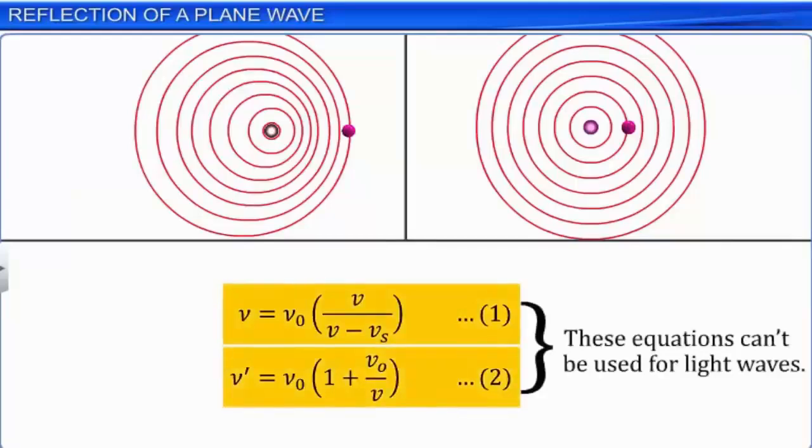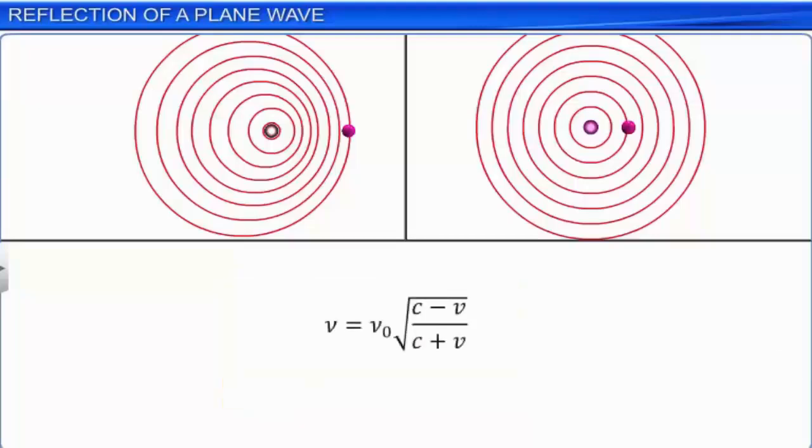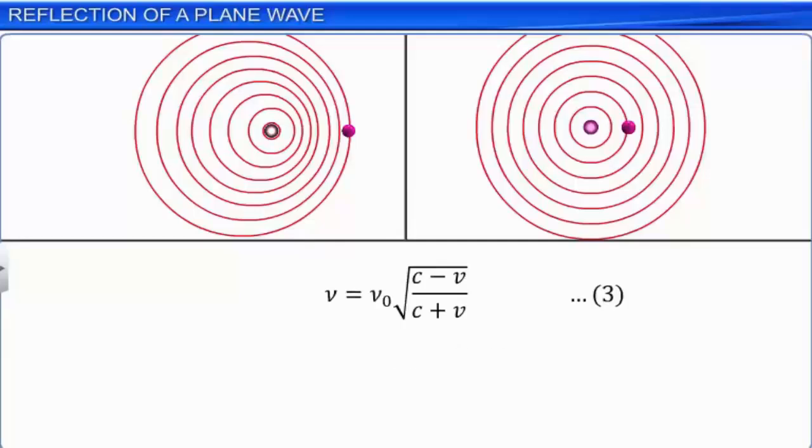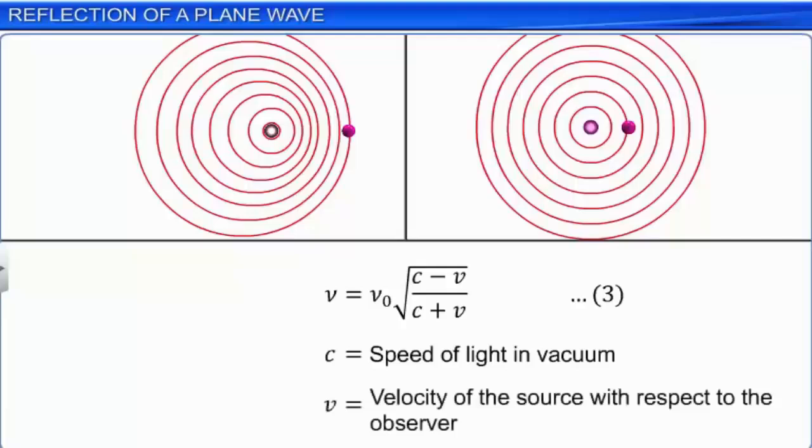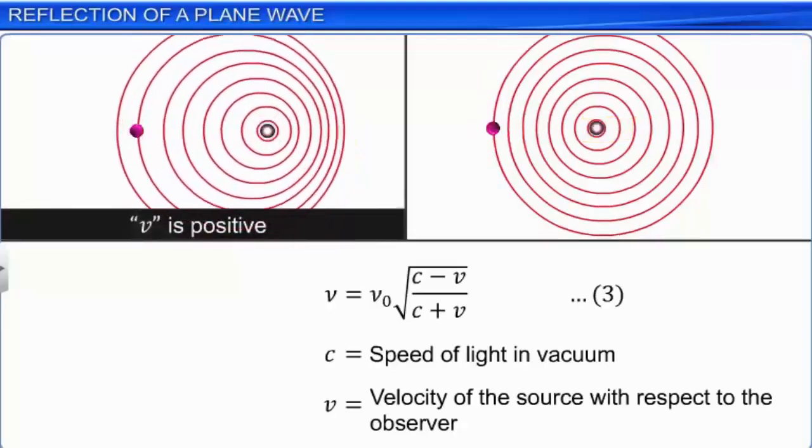The expression for the Doppler effect of light is predicted based on the theory of relativity. The expression is nu equals nu naught into square root of (c minus v) by (c plus v). Let this be equation 3. In this expression, c is the speed of light in vacuum and v is the velocity of the source with respect to the observer. v is taken along the line joining the source and the observer. v is positive when the source moves away from the observer and is negative when the source approaches the observer.